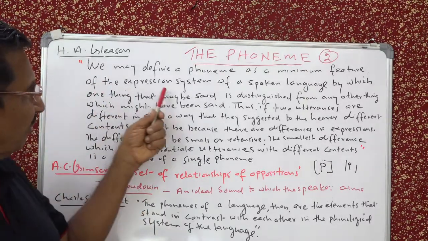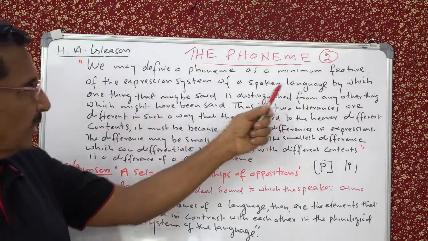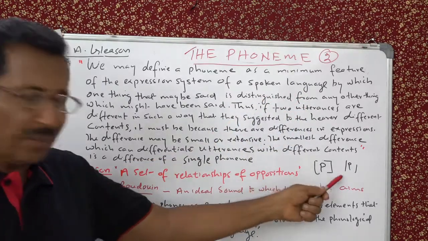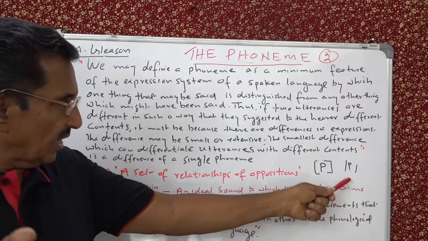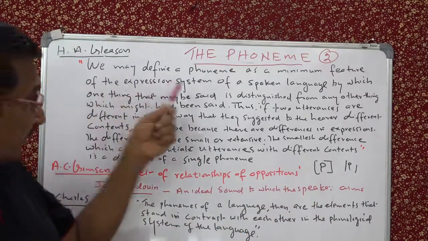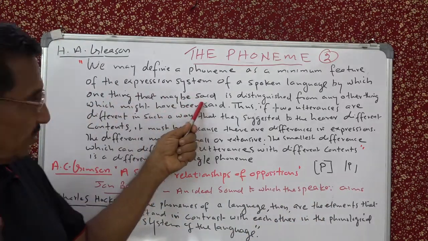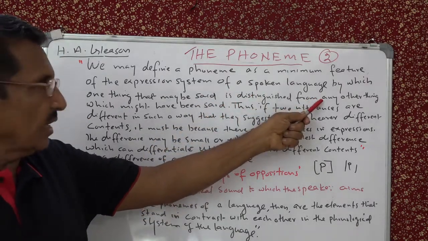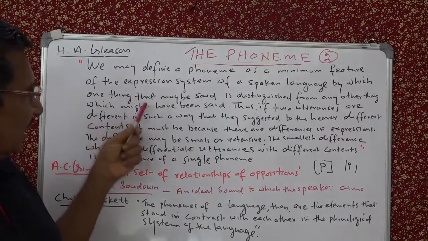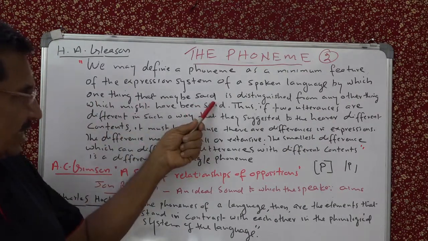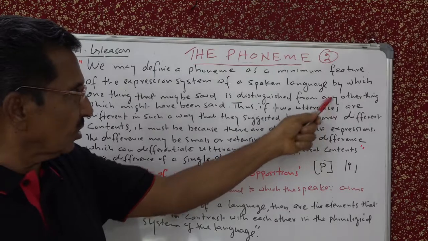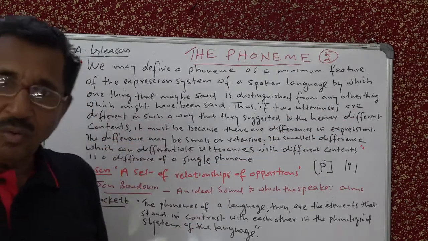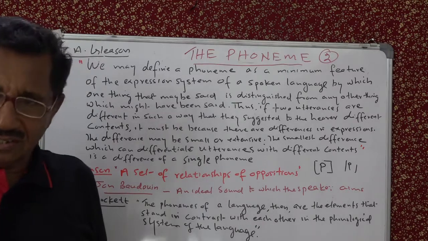So we may define a phoneme as a minimum feature of the expression system of a spoken language, not the written language, by which one thing that may be said, say cat, is distinguished from any other thing which might have been said. All the possible words in the language.